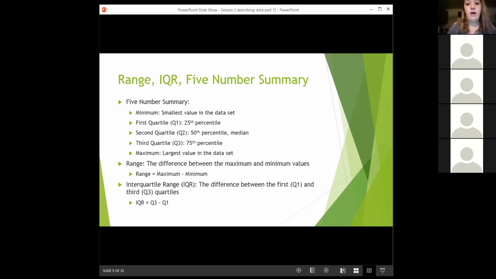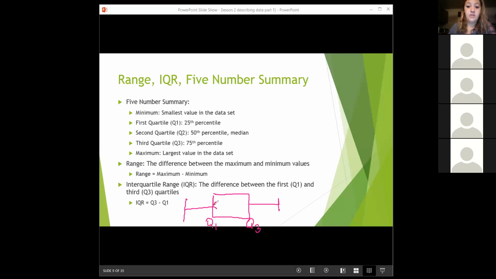Okay, so these are other ways that we can describe quantitative data. Our range shows us basically from our maximum to our minimum, so that's all of our data, the range within it. And then your interquartile range is the same thing, a range, except it's the range between Q1 and Q3. So that's the main difference here.